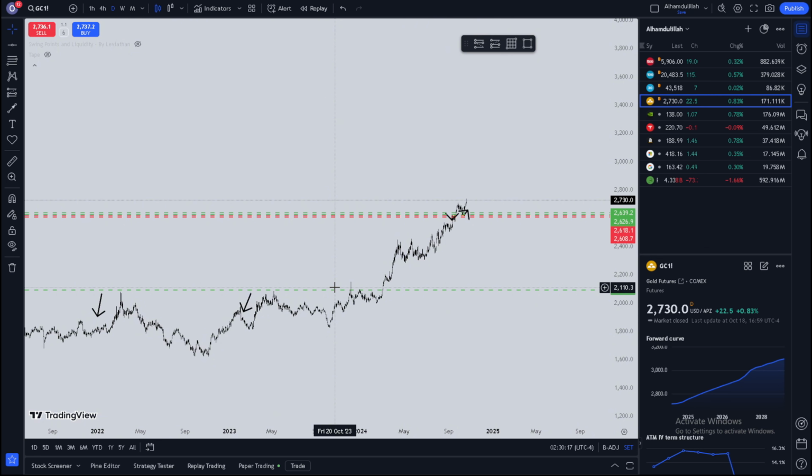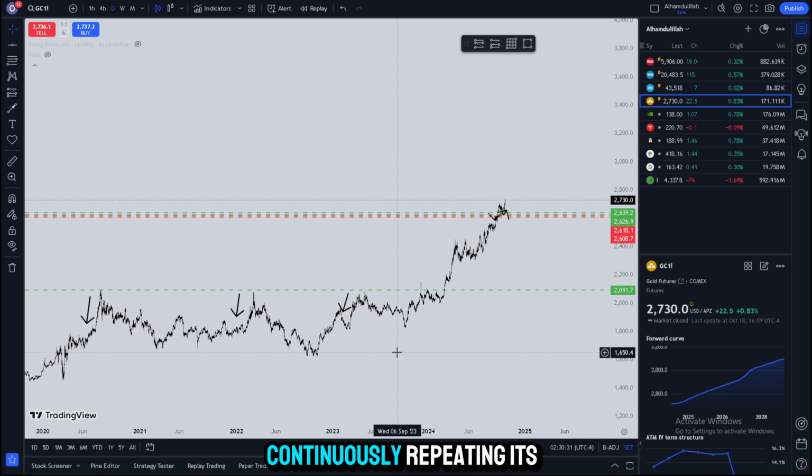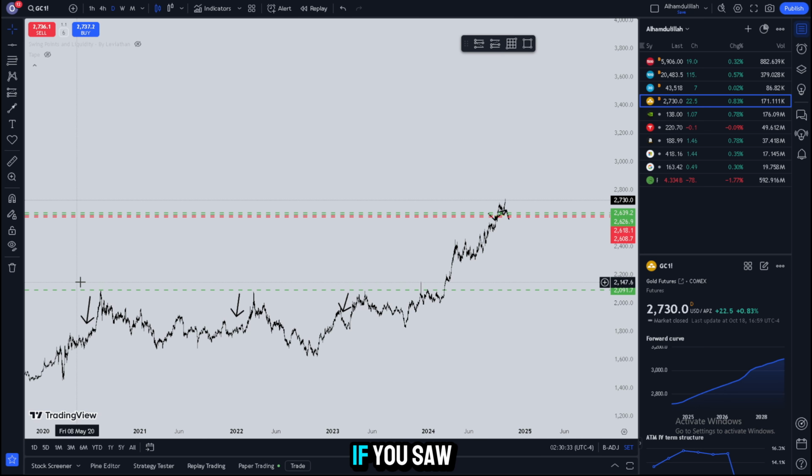So you guys do have to understand that when you know where the market is reversing at, and in order to know where the market is reversing at, you just have to take a look at your higher time frames and look at the candlestick wicks. That's literally it. Look at where the market is continuously repeating its actions. If you saw here in 2020 that the market reversed, maybe in 2022, or whenever the price decides to come near this zone, see what type of price action happens here.